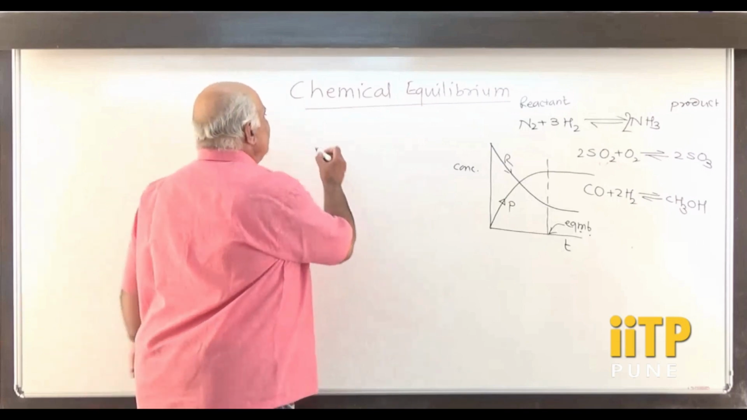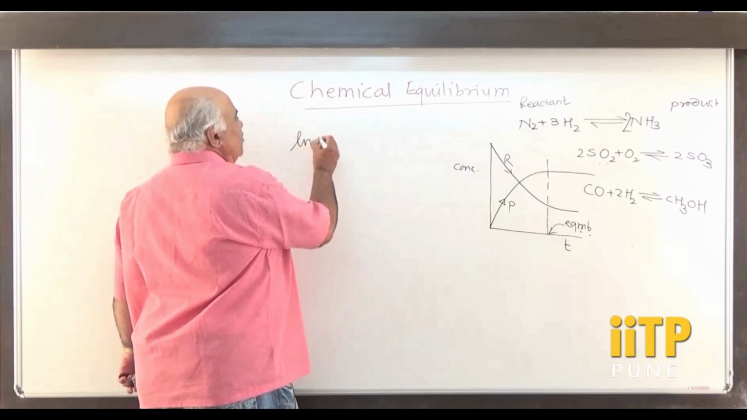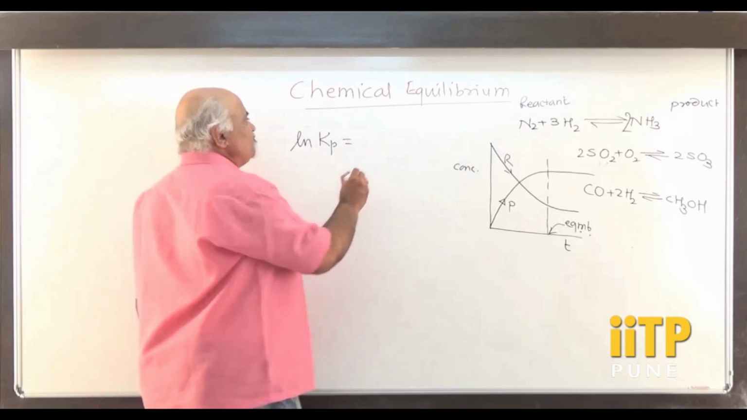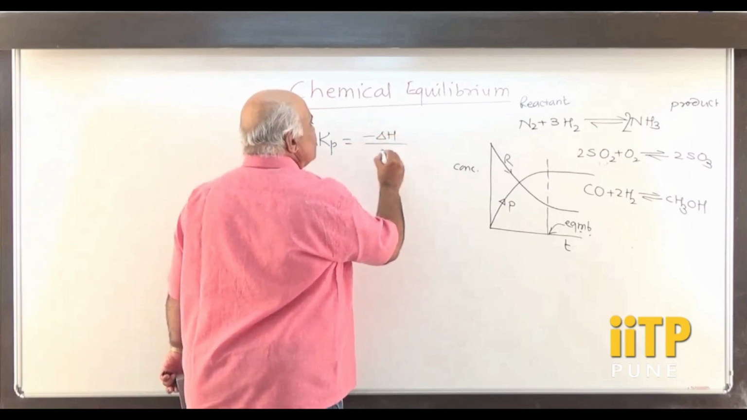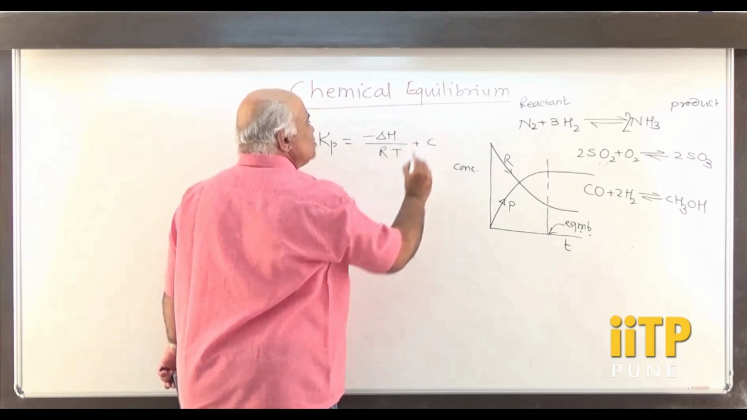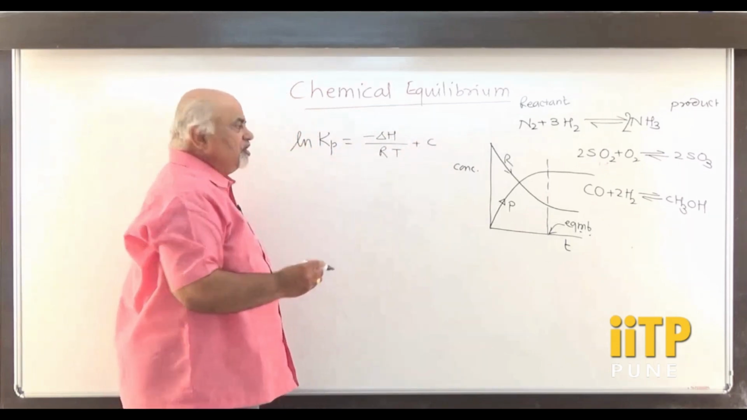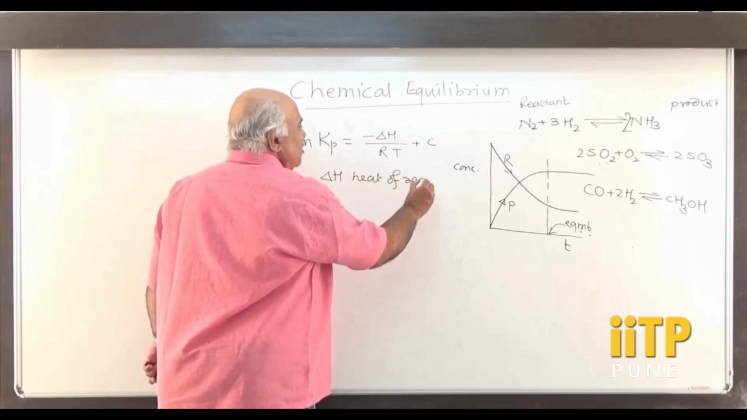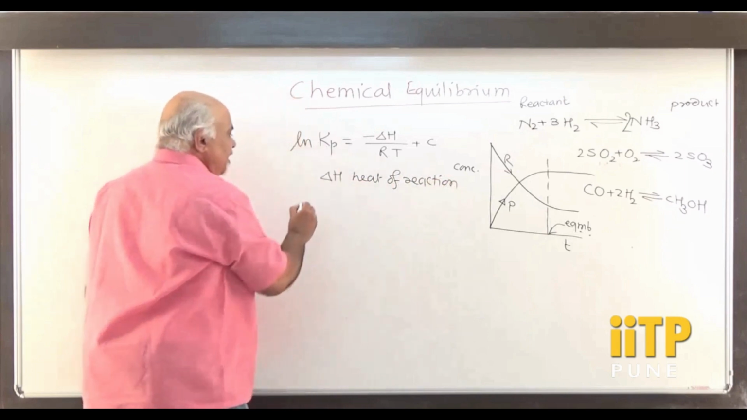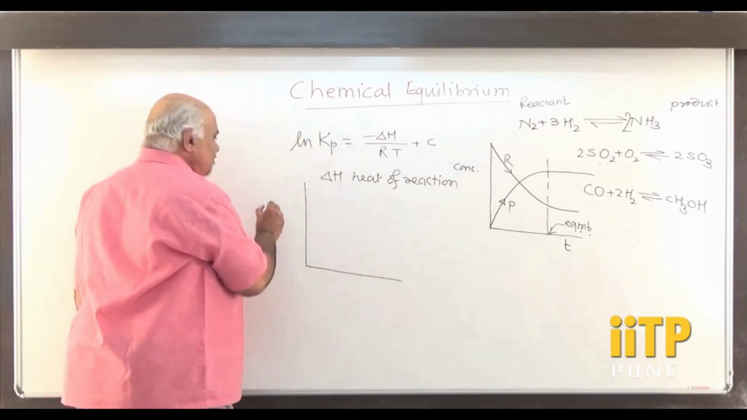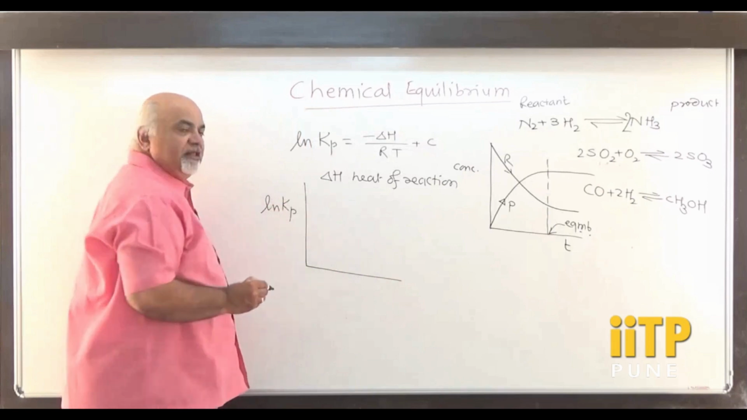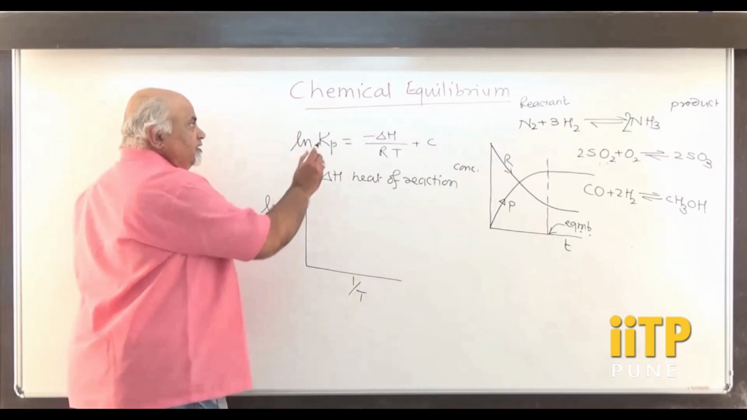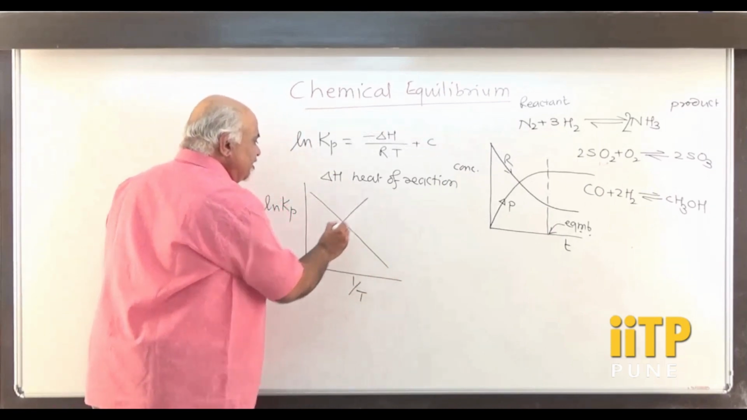We can have the relationship of K and T: ln Kp, where Kp is the equilibrium constant for a gas phase reaction, equals minus delta H upon RT plus some constant. This is a straight line relationship. Delta H is the heat of reaction, and ln Kp you can plot in this manner because the graph will be of type y equals mx plus c form when it is plotted in this manner. The graph will show positive slope as well as negative slope.